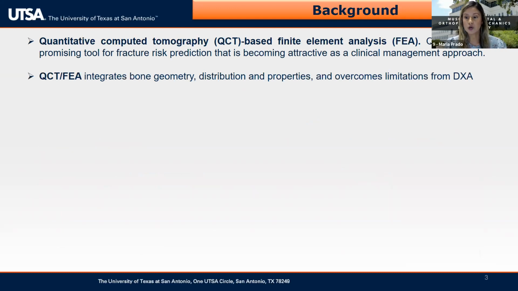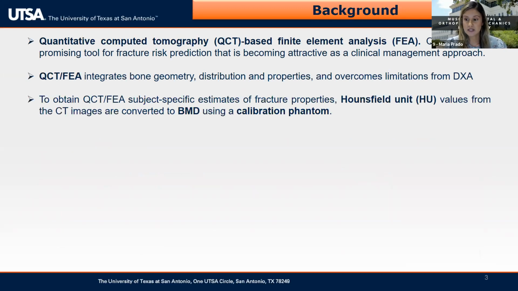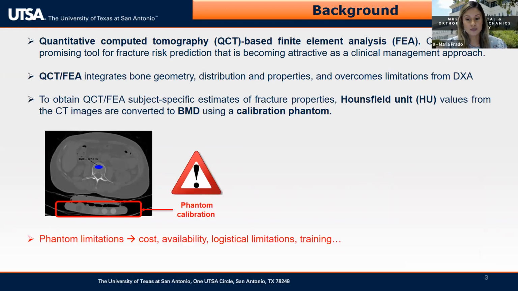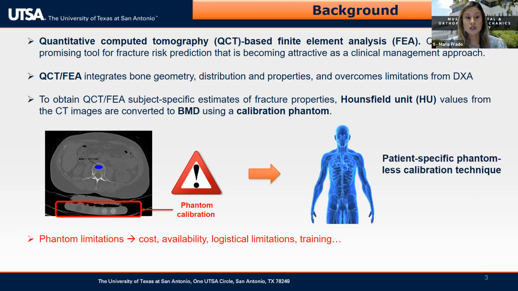QCT-FEA integrates bone geometry, distribution, and properties. To obtain QCT-FEA subject-specific estimates of fracture properties, the Hounsfield unit values from the CT images are converted to BMD using a calibration phantom. However, this calibration phantom also presents some limitations, including that it's really expensive and that it is not always available in the clinic.